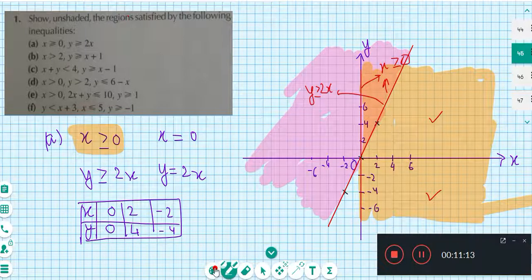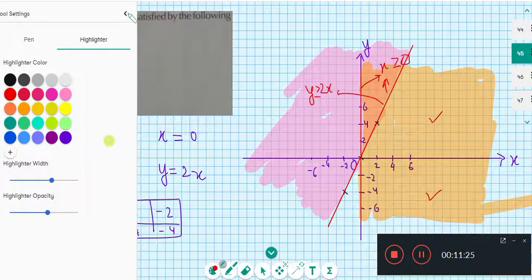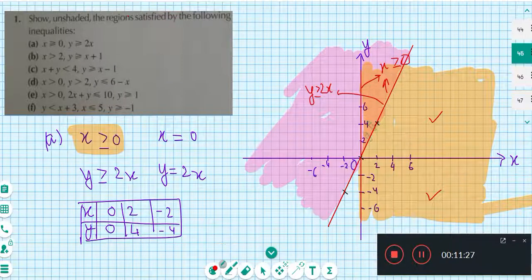So I'm shading that region with a different color, greenish. This is the region where these two inequalities intersect or overlap each other. So this is your answer.